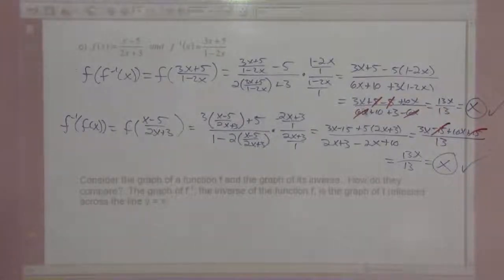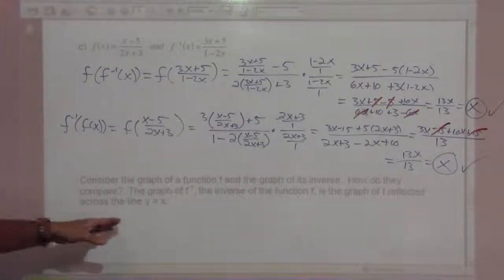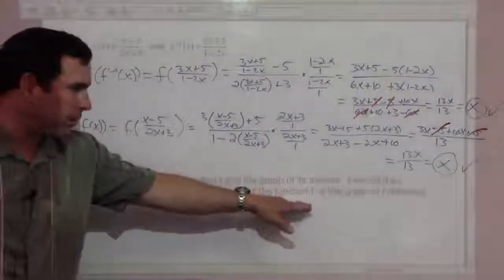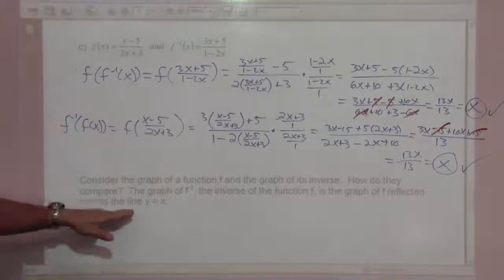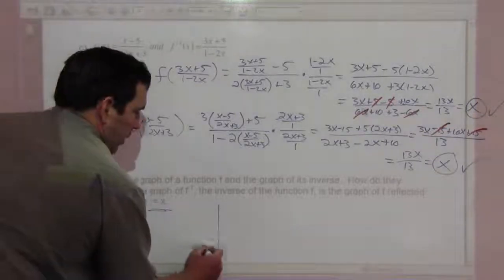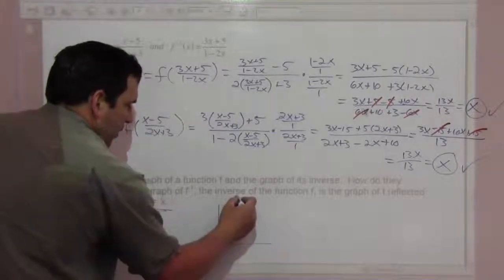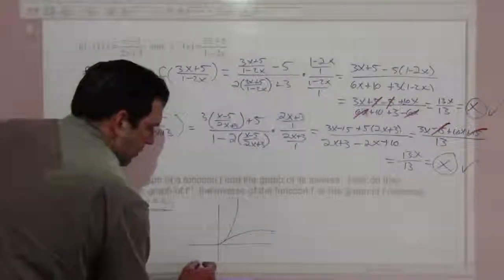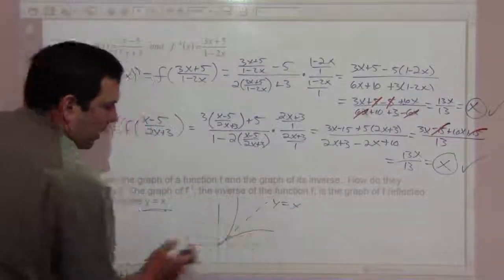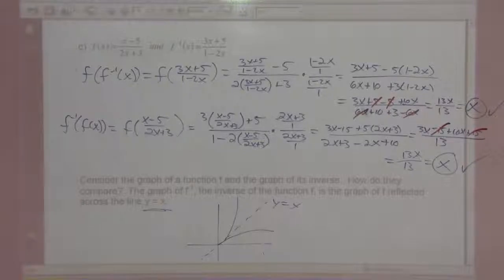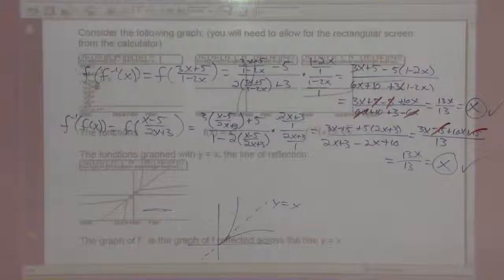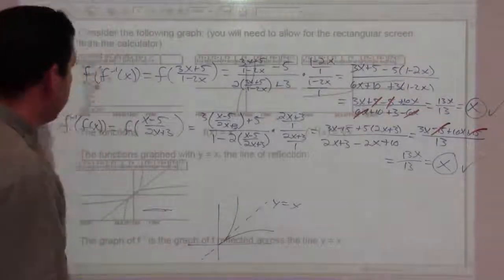Okay, consider the graph of a function f and the graph of its inverse. How do they compare? The graph of f inverse, the inverse of the function f, is the graph of f reflected across the line y equals x. So this means that, as we saw earlier, here's your x squared, here's your square root of x, reflected across this line, y equals x.